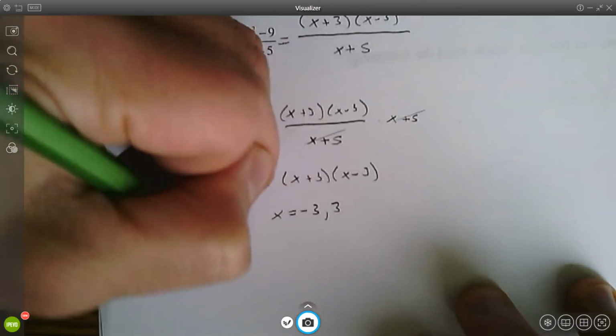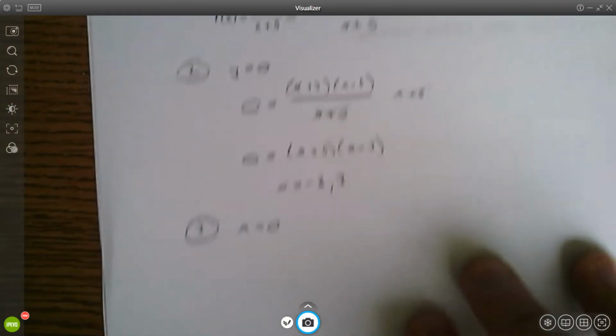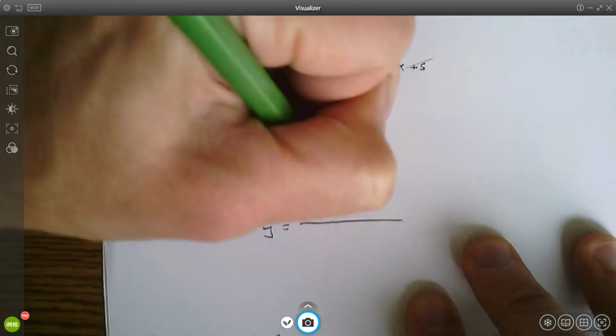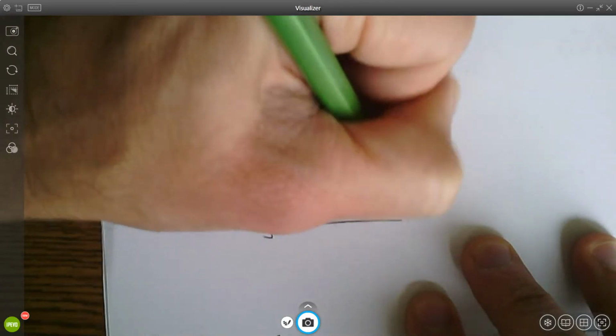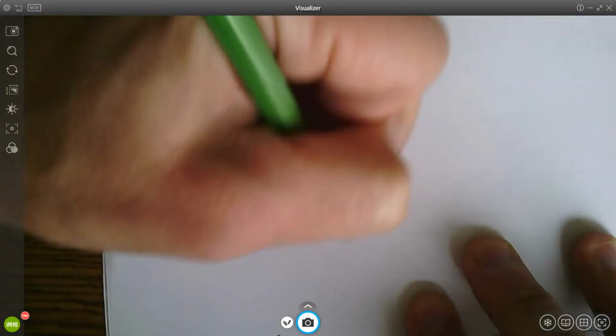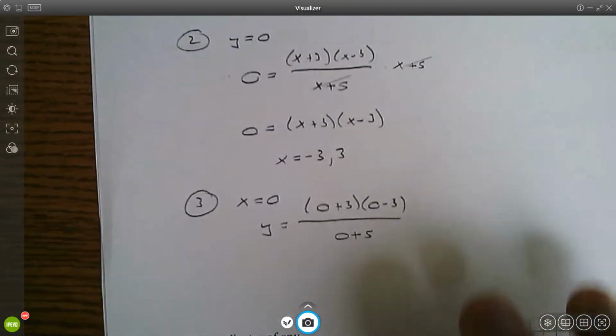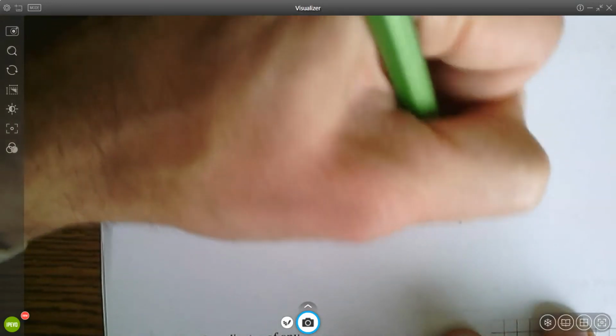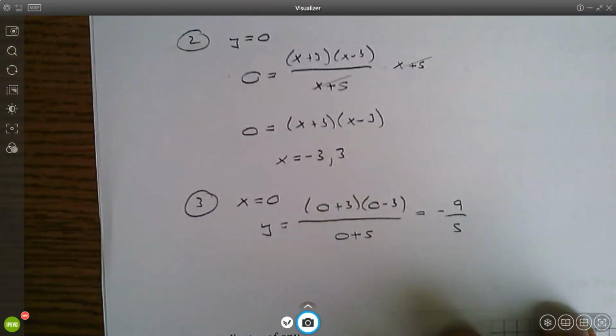Number 3, your y-intercepts means x is equal to 0. So now we're looking for a y value. We're going to plug in 0 for all the x's. 0 plus 3 times 0 minus 3 divided by 0 plus 5. 3 times negative 3 is negative 9 divided by 5. That's your y-intercept.